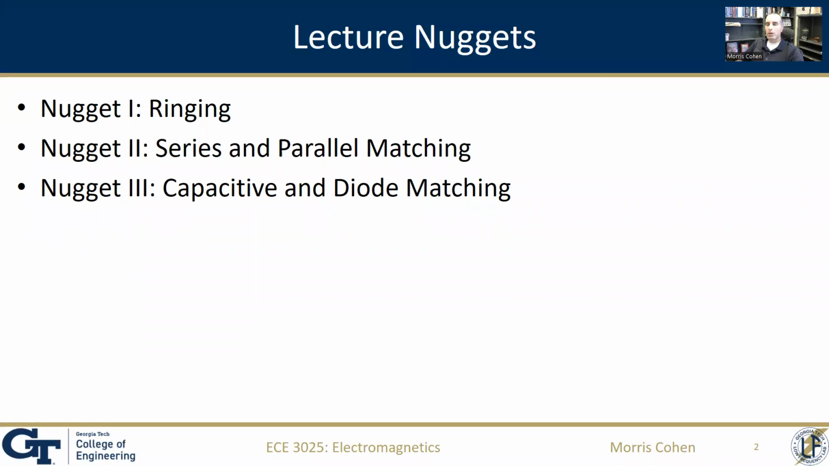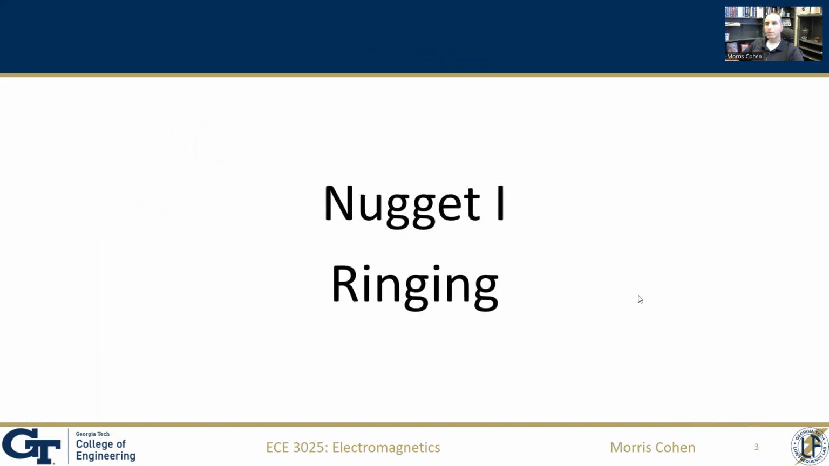In part two, we'll talk about two different tricks that we could use to reduce ringing or to improve the match from a generator to a load, and those are called series and parallel matching. And in the third part, we'll talk about two more tricks with more complicated schemes called capacitive and diode matching. So let's start with part one on ringing.